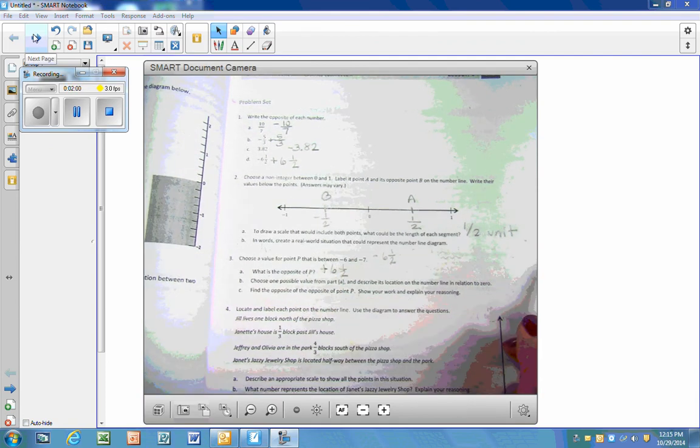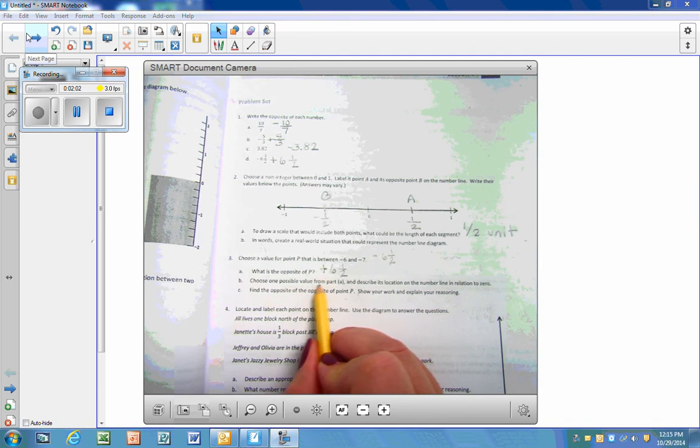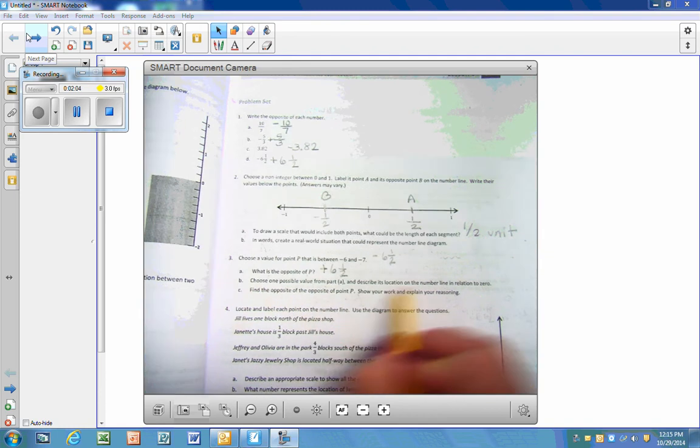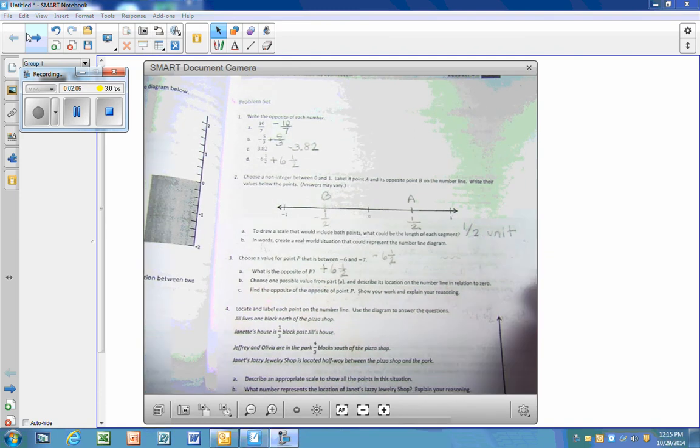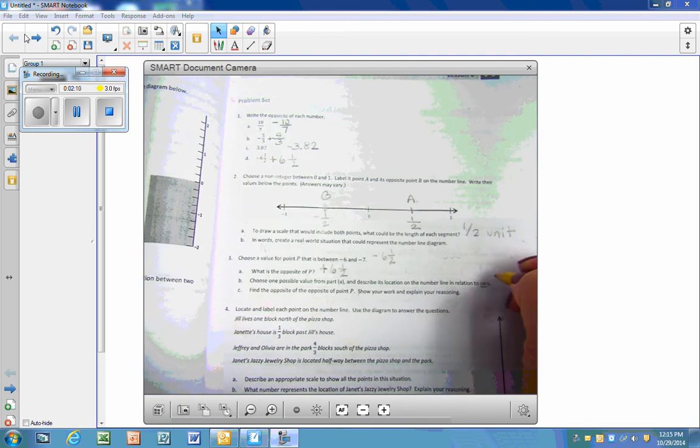Okay, so now choose one possible value from part A and describe its location on the number line in relation to 0. Remember, that's always important to state. So both numbers are 6.5 units from 0.